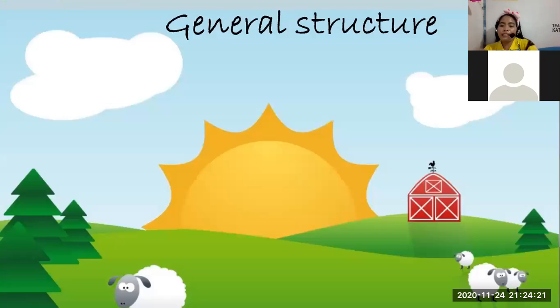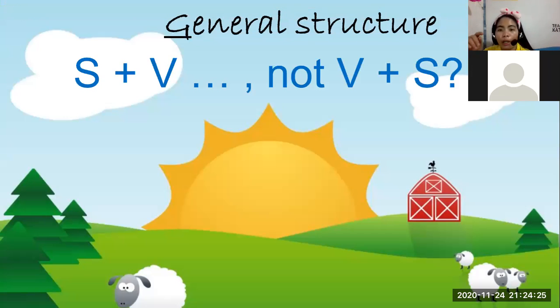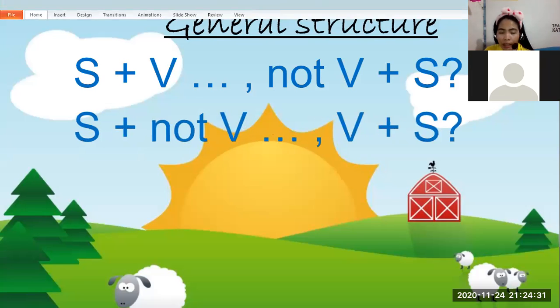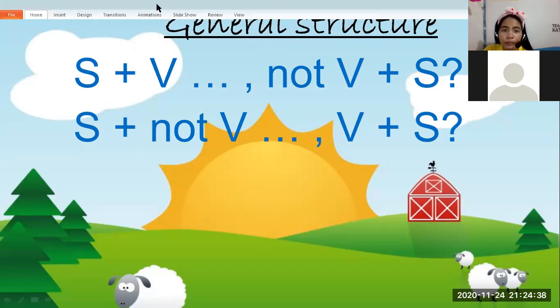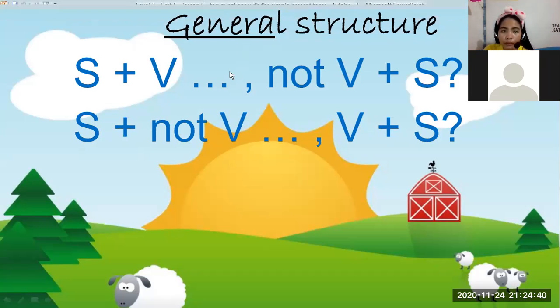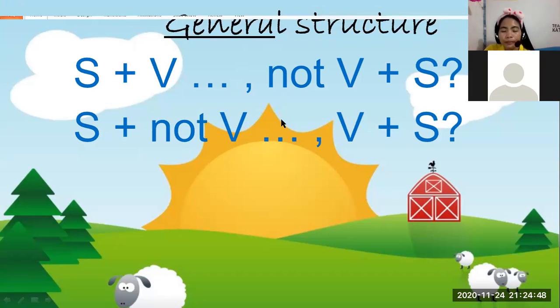Okay, now let's have a general structure for Tom. There is subject plus verb, not the verb, plus subject, okay? So, subject plus not verb. Verb plus subject, okay? Just always remember that. Okay, next.